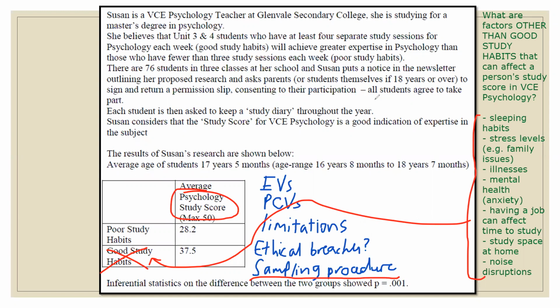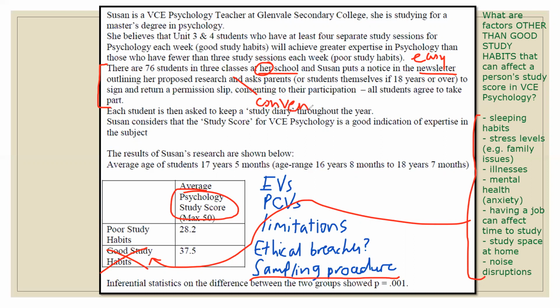The benefit is that it's easier to pick out people, easier for you to find. So we know that it's convenient sampling from this paragraph here. It says there are 76 students in 3 classes at her school. This tells us that Susan, who is a psychology teacher herself, is not recruiting students from another school outside. She's recruiting students from her own school. She's putting the notice in the school newsletter. So it is easy for her to use convenient sampling, and this is the clue that tells us that it was convenient sampling that was used.